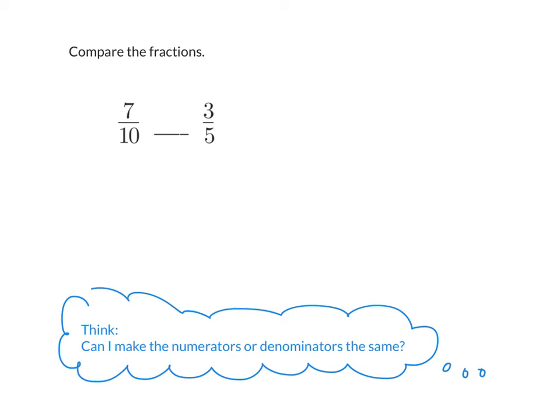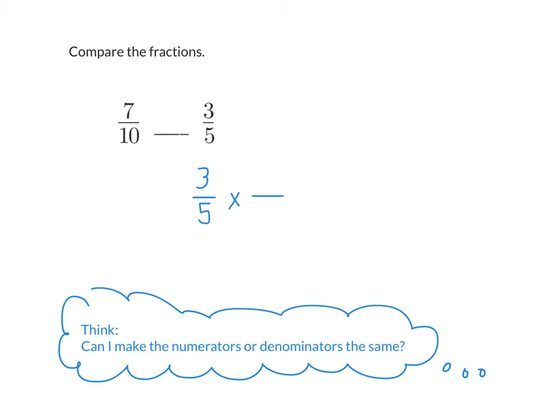Very good. This time we have 7/10, and we want to compare it to 3/5. Can I make the numerators the same, or should I make the denominators the same? Everyone? Okay. What is going to be the least common denominator? Least means smallest. Common means the same. What's the smallest number that will be the same if I have a 10 and a 5? Everyone? 10.